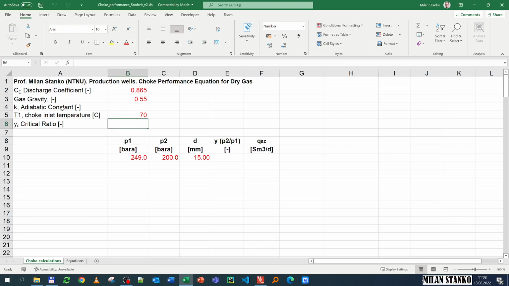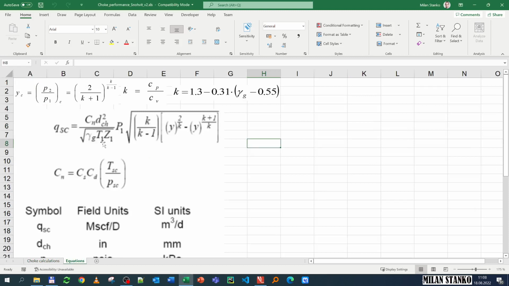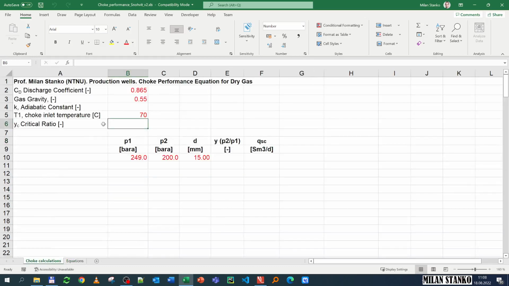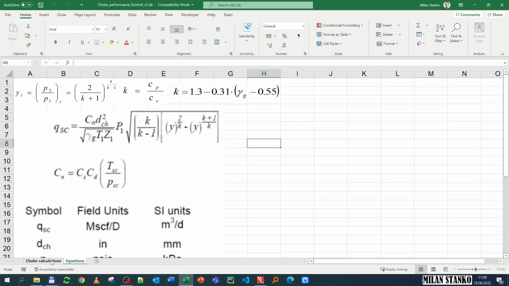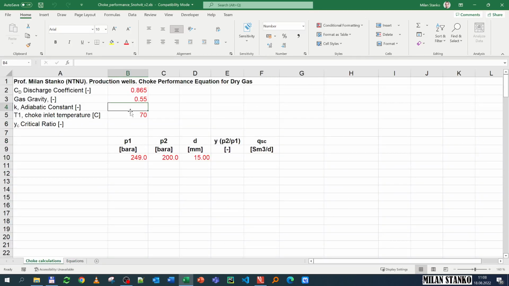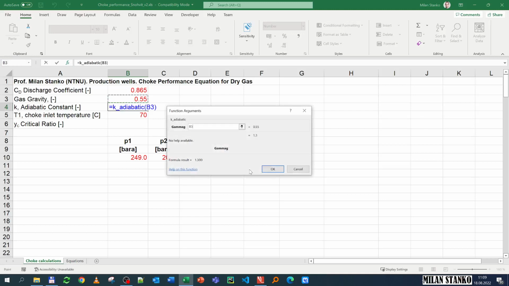Then we need the K of the gas, and for that we're going to use an expression that is given here. This expression is typically used for gas compressors, so I took it from there, but you might use the K for the gas that you have. Okay, so we're going to use that. And that is only a function of the specific gravity. So here, this is going to be a function, I call it K adiabatic. And this K is going to be only a function of the gamma of the gas.